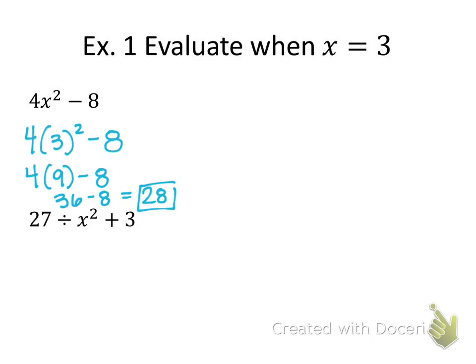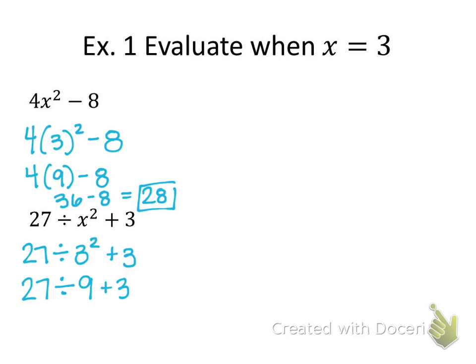Next problem. Same thing, we want to plug in 3 for x. So I do 27 divided by 3 squared plus 3. All right, what would I do first, Matthew? You would take care of that exponent there, and it would end up being 27 divided by 9 plus 3. Very good. Exponent first, which 3 squared is 9.